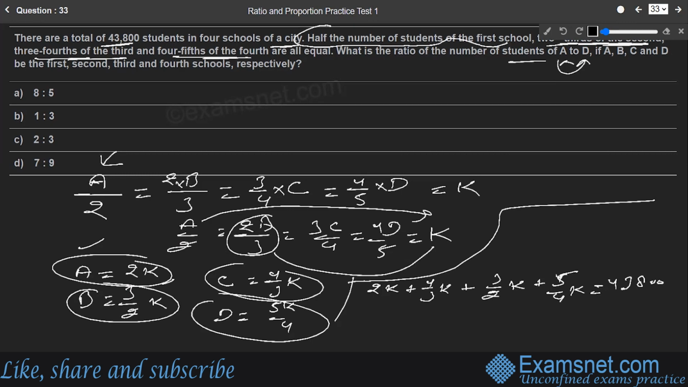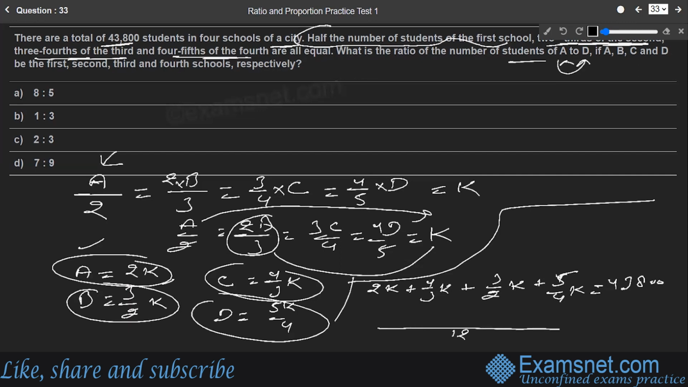This is one way of doing it. The other way can be to just use the ratio connection, rather than solving all this and then finding the K value and the strengths. So let us take the LCM first. The LCM of 3, 2 and 4 is going to be 12 for us. So let's take the LCM as 12.